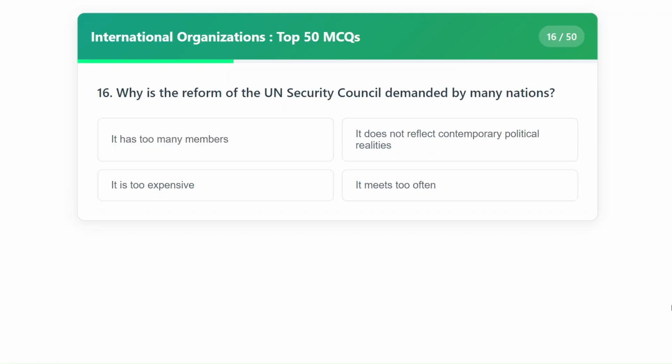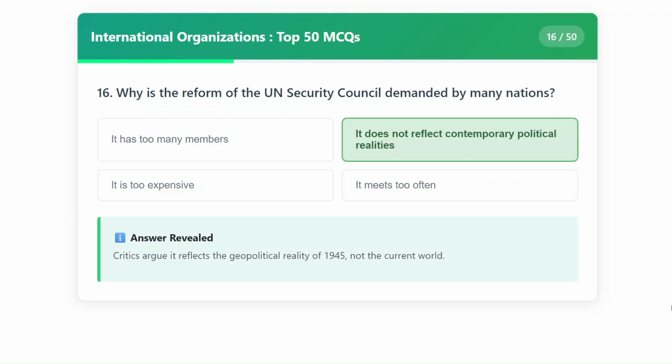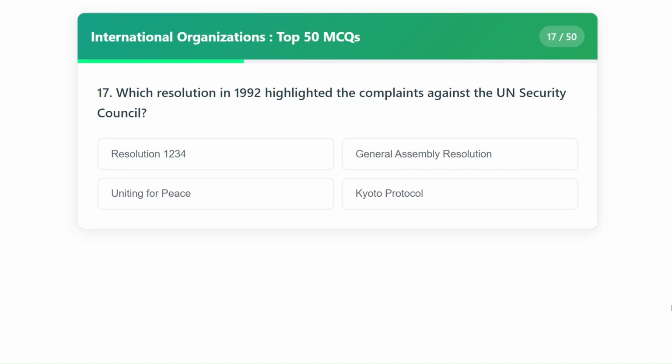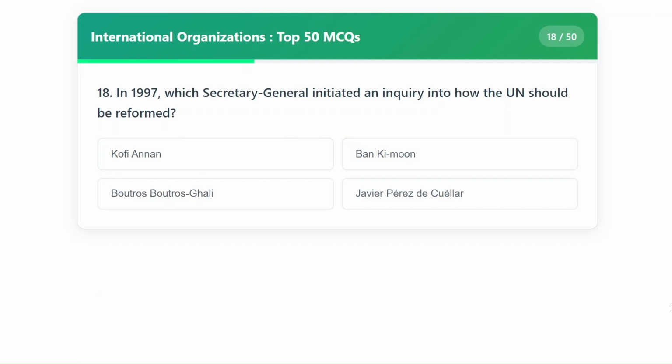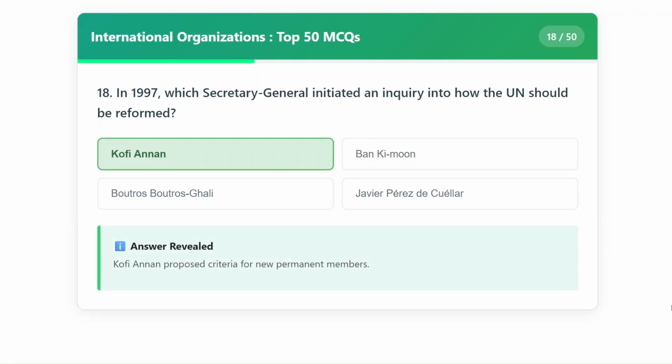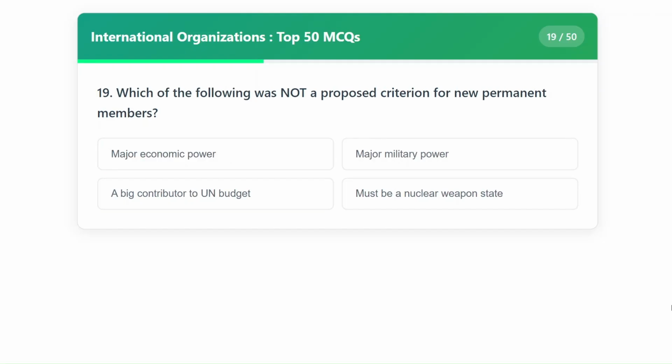Trygve Lie. Why is the reform of the UN Security Council demanded by many nations? It does not reflect contemporary political realities. Which resolution in 1992 highlighted the complaints against the UN Security Council? General Assembly Resolution. In 1997, which Secretary General initiated an inquiry into how the UN should be reformed? Kofi Annan.